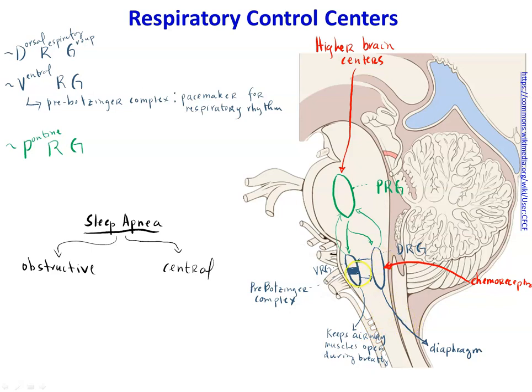I remember one of my students said that her friend's daughter, as a baby, had central sleep apnea, and they were sleeping in the same room, and all of a sudden they didn't hear the baby breathing, and later they found that the dorsal respiratory group was not firing. All right, so that's the respiratory control center. So what I want to do now is just briefly talk about sleep apnea.